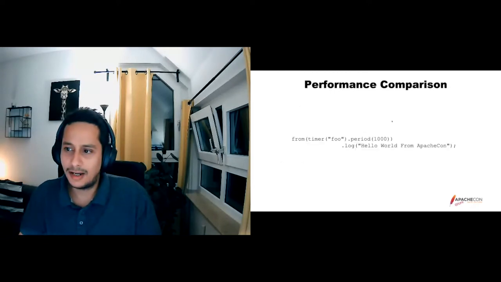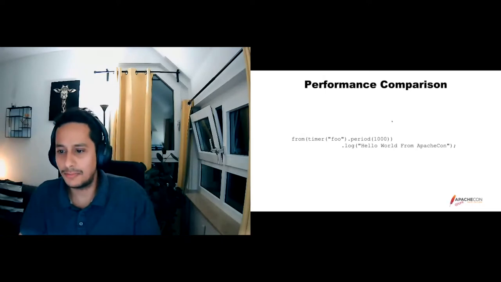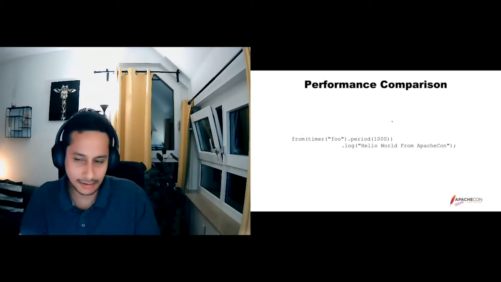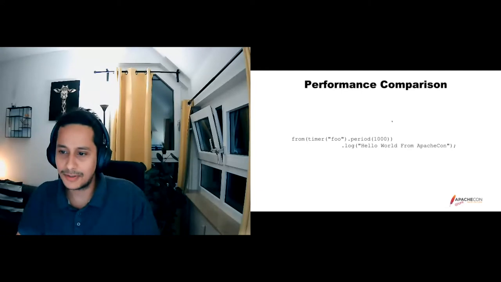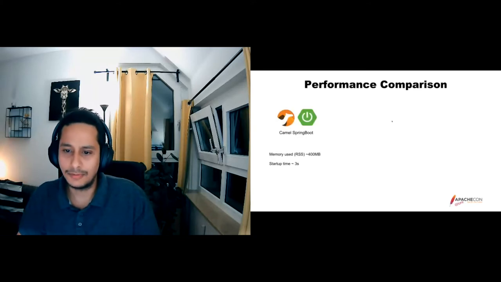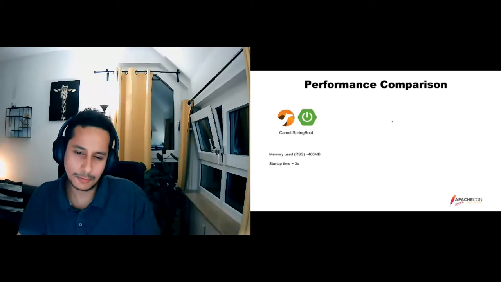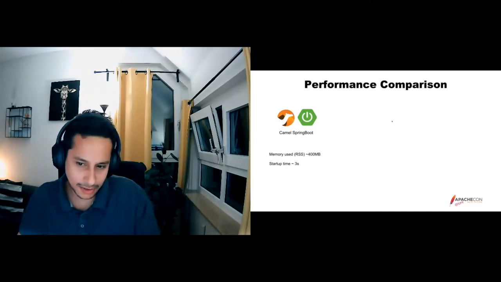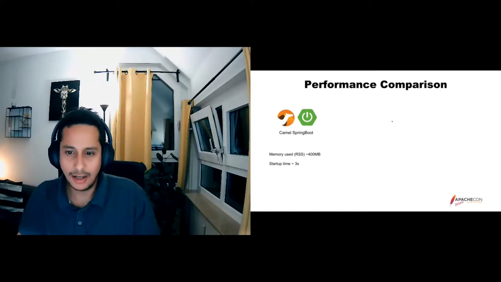So I did this small comparison. I think the Alexander comparison was also very good, but this is just the one I did in my free time. Here we have a small timer. This is also based on Klaus's example. If you take a look at Camel Spring Boot, this is on my machine. Of course, those numbers could always be different. Camel Spring Boot utilizes 400 megabytes, and it started in 3 seconds.